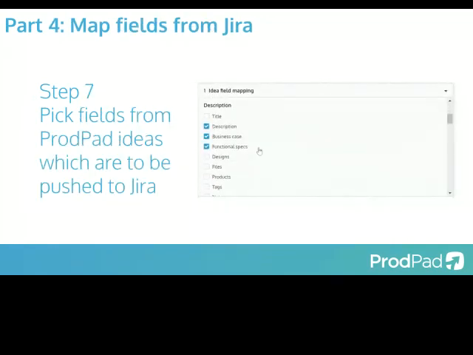The next step, you then pick which fields from ProdPad ideas are going to be pushed over to Jira. So the labels that you see in bold along the top here are Jira fields, and the ones down the side with the check marks are ProdPad fields. So you can choose to push things like the business case and the functional specs to the description field. You can label it with the products and tags. You can send over the designs and files as attachments in Jira. Again, pretty configurable because the fields in your Jira Epic or other tickets might be different than what you see here. And this can be done at the idea level as well as at the user story level.